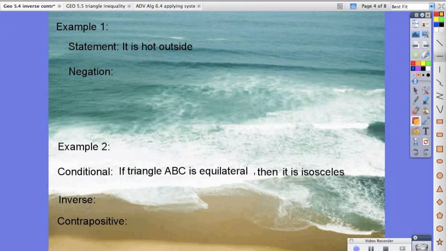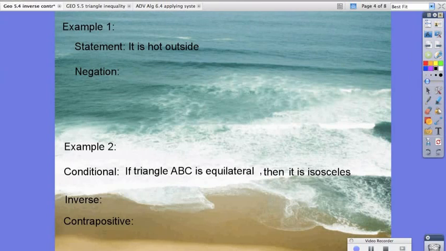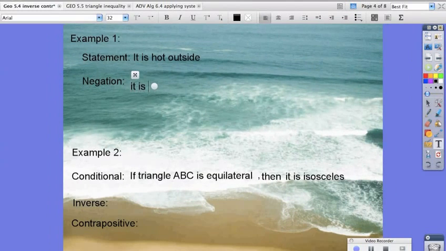So, example 1, it is hot outside. The negation, again, is it is not hot outside. Same exact statement, but we added the not portion of this.